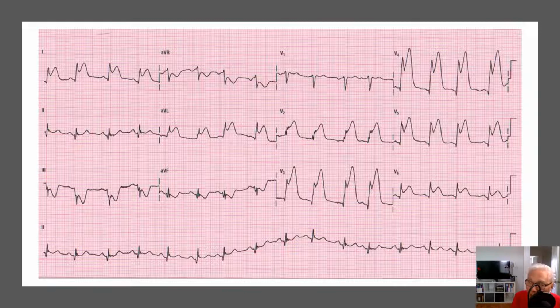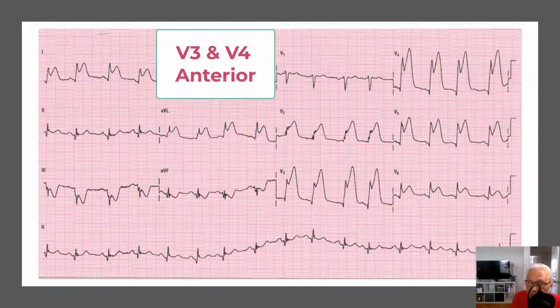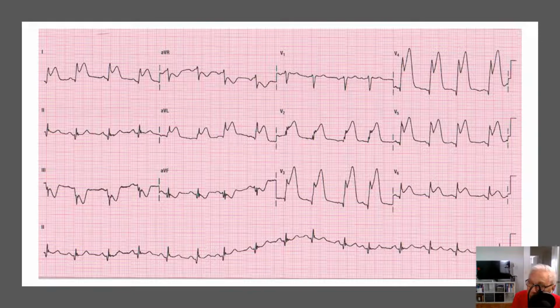Now, however, we have ST elevation in V3 and V4, and V3 and V4 are going to be a reflection of the anterior portion of the left ventricle. So this patient is very sick. We all know that the anterior portion of the ventricle is going to be supplied by the left coronary artery as well. And thus, this constitutes a severe pathology on this patient.